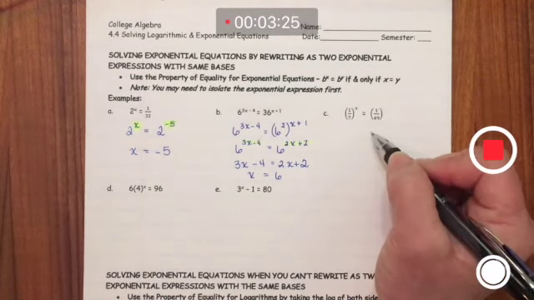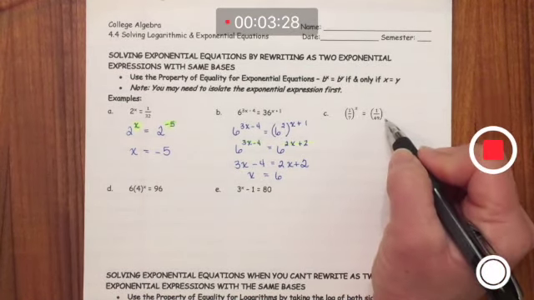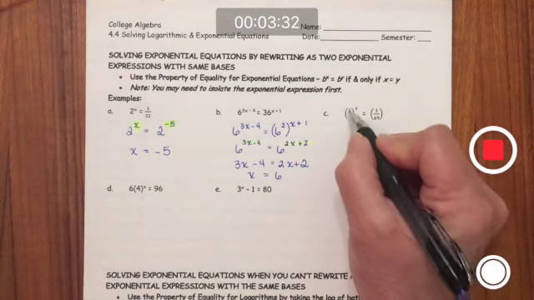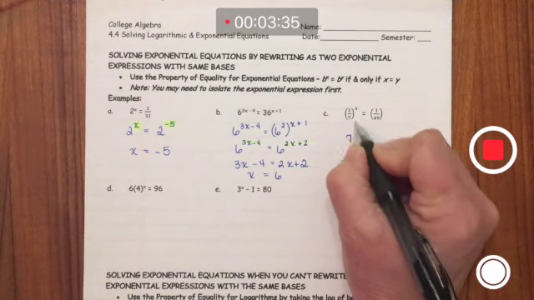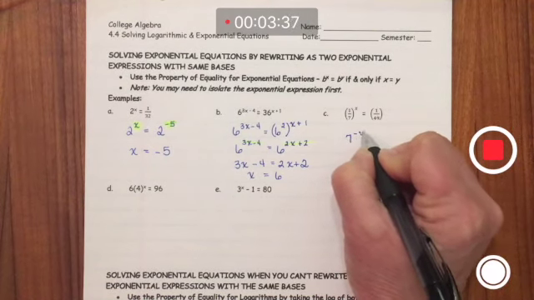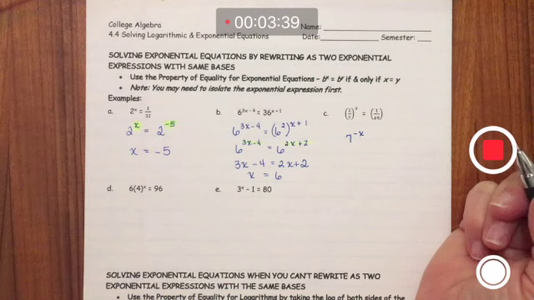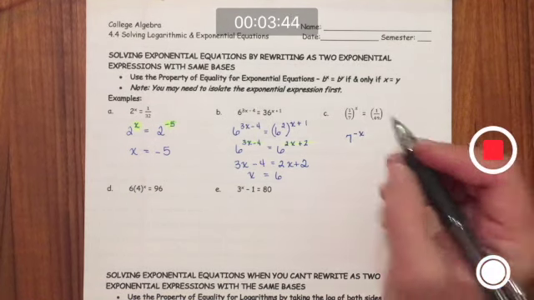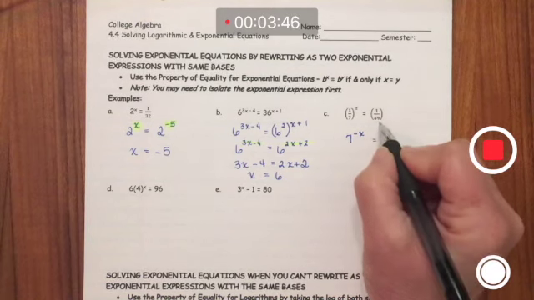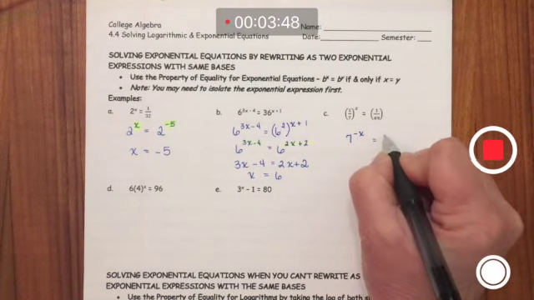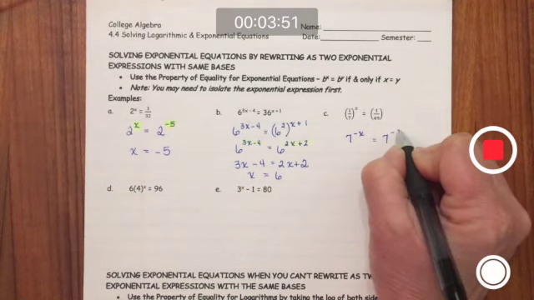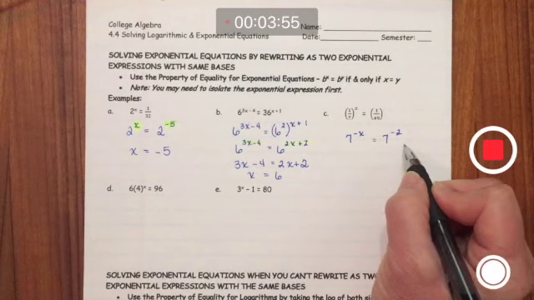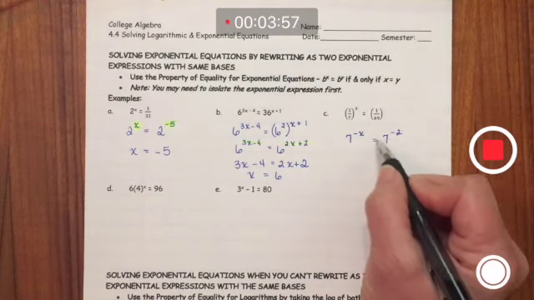In this example, we see that we have reciprocals, so that's going to tell us right away that we need negative exponents. So I'm going to rewrite this as 7 to the negative x power. That's the same as 1/7 to the positive x power. And then 49 is 7 to the second power, but because it's a reciprocal, I need it to be a -2. So again, on the left side and the right side, I have exponentials with the same base.